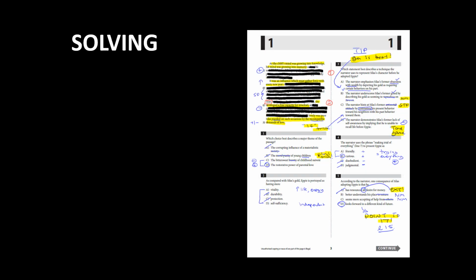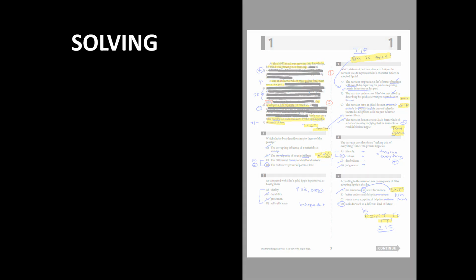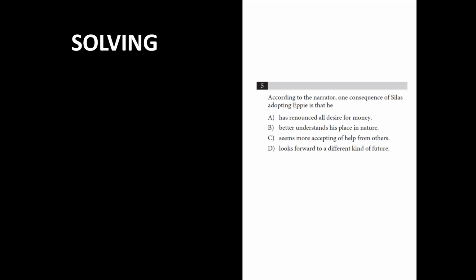And we're eventually going to have annotations all across the questions too, but I'm going to go through this process slowly with you, so let's walk through one specific question. If you got a question wrong, the first step is to read the question again and make sure, first of all, that you actually read it correctly the first time. So if I read this question, it says, according to the narrator, one consequence of Silas adopting Epi is that he blank. And so I have to think, did I read it correctly? Yeah, I probably did the first time.